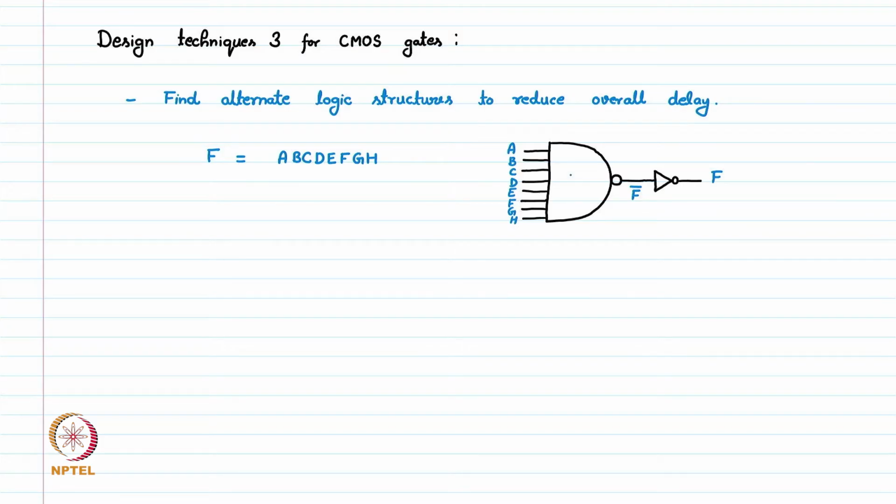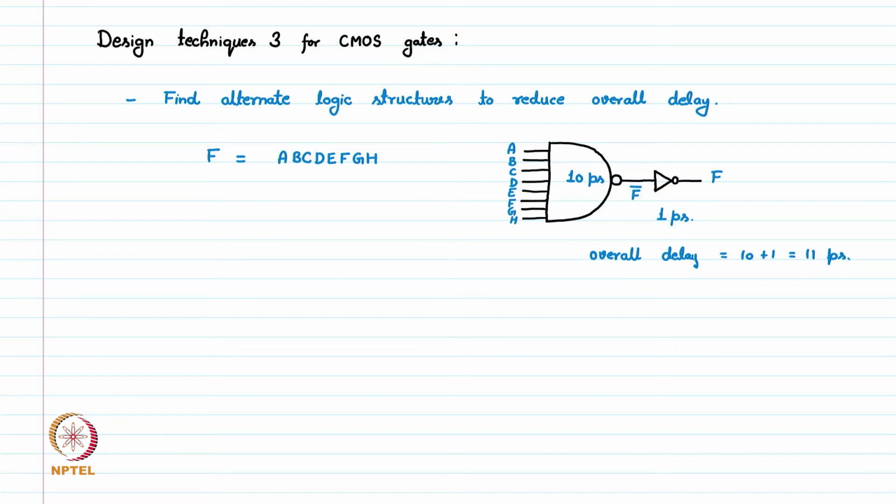For such a big logic gate, let's assume that we have a delay of, let's say, 10 picosecond, just an example. So this is 10 picosecond, and let's say the further inverter has 1 picosecond of delay. It's just an example number. So the overall delay we have here is 10 plus 1, 11 picosecond.